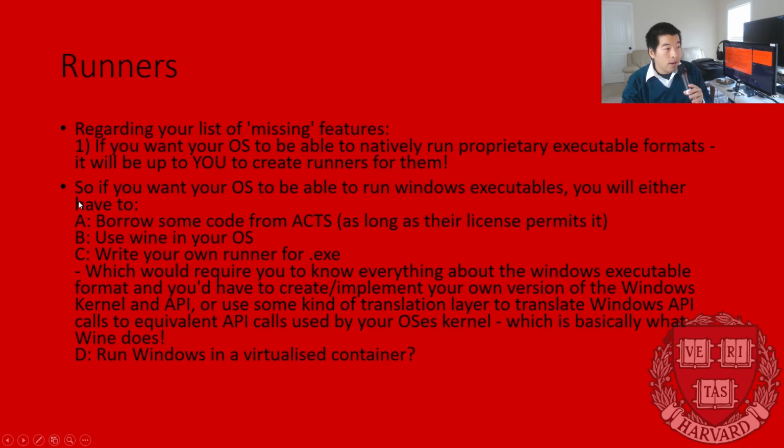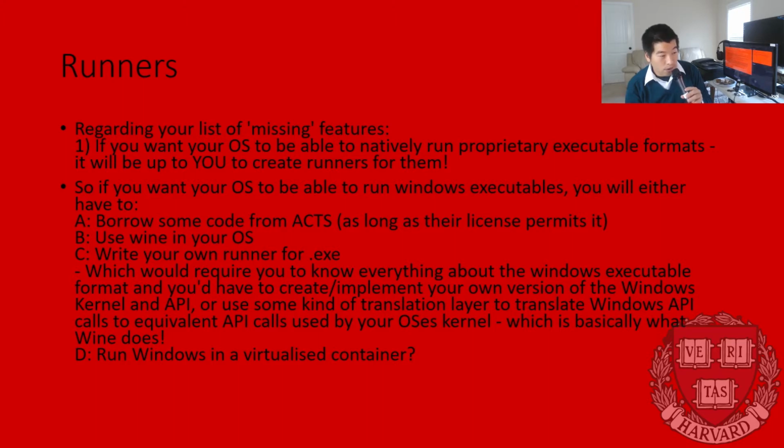So here's basically A, B, C, D. If you want your OS to be able to run Windows executables, you will either have to A, borrow some code from ACTS as long as your license permits it. This is not ACT or SAT. This is one of the assembly lines for a license that I've listed here. And B, use one in your OS.